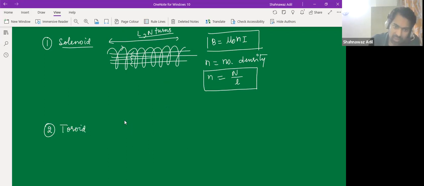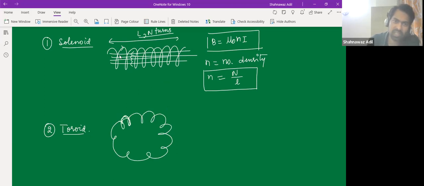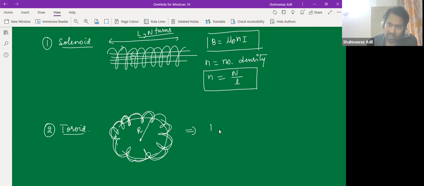Similarly, we have a toroid, in which this loop is in the form of a circle. If we take this solenoid and make a circle out of it, that would be a toroid. I have made this horrible diagram, but you guys understand that this is a toroid, and it has an average radius. So the magnetic field due to this toroid is again mu naught n I.